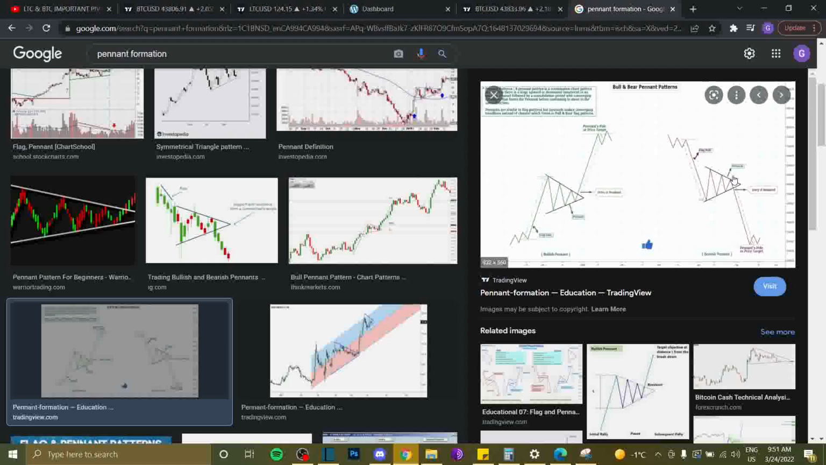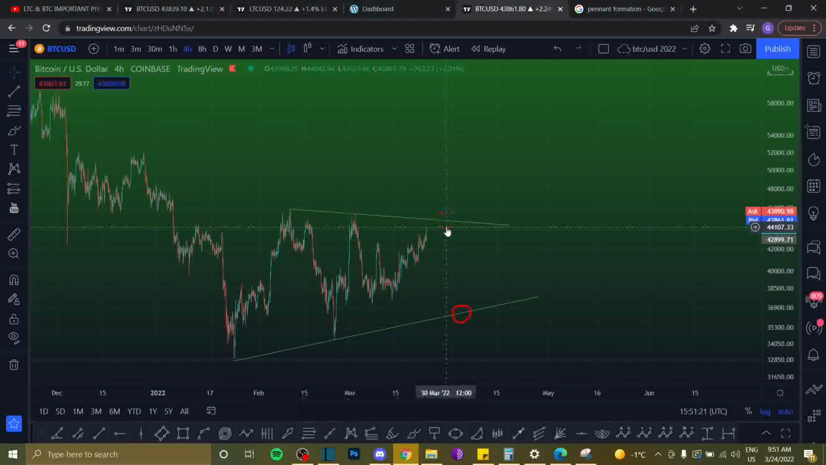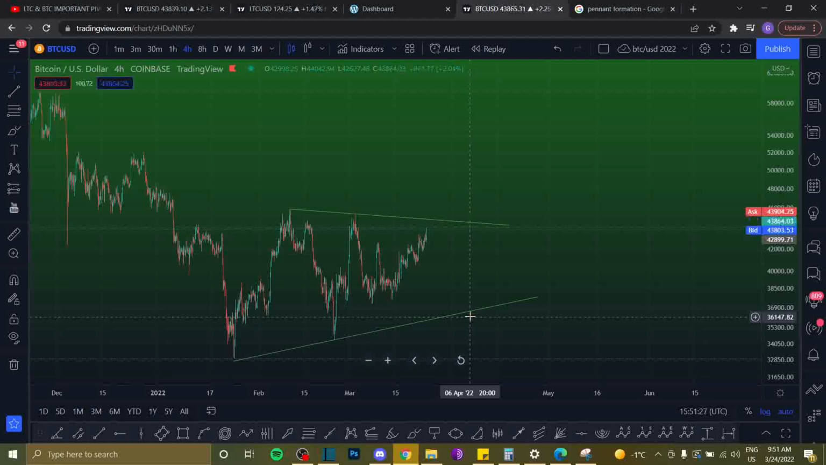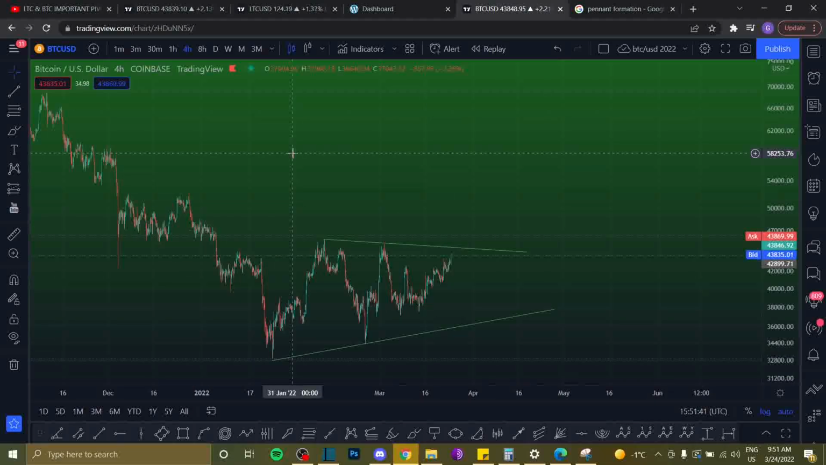The way you play such a pattern, you would set your buy stop above 45,200 and you would set your sell stop below 36,000. So that's our basic pattern formation, straight from the textbook onto the chart. Now let's kick it up a notch.